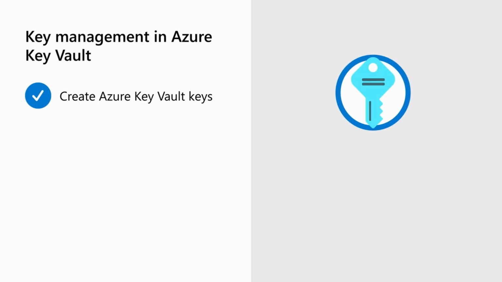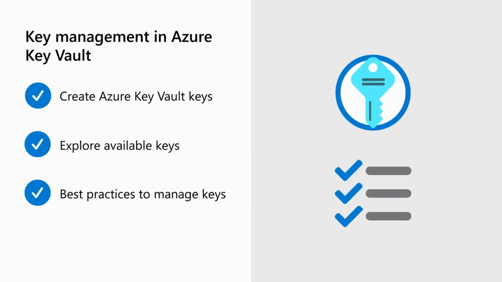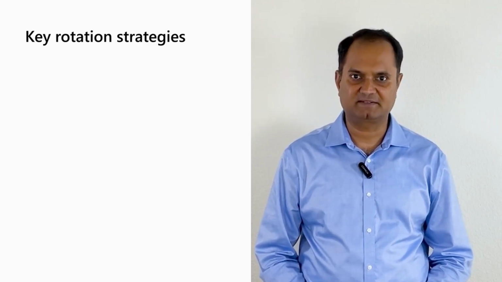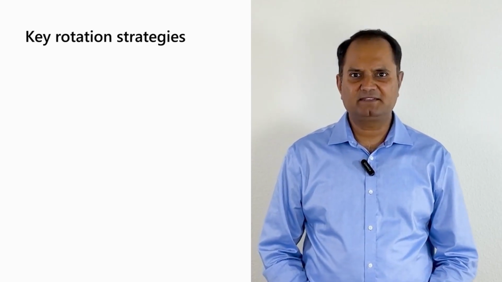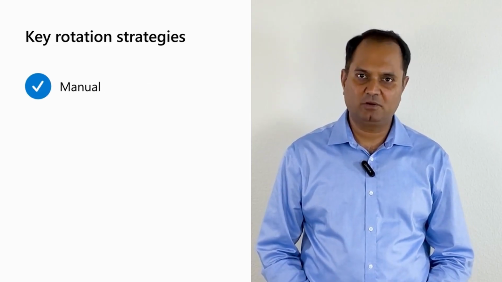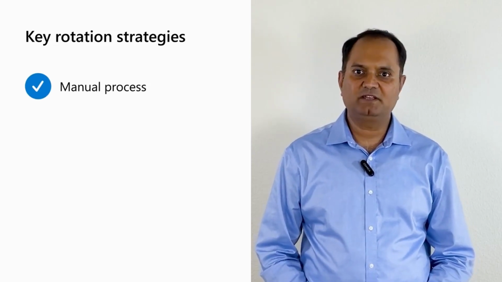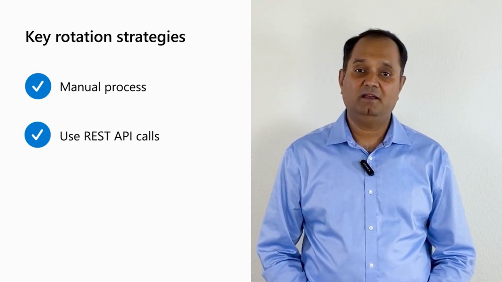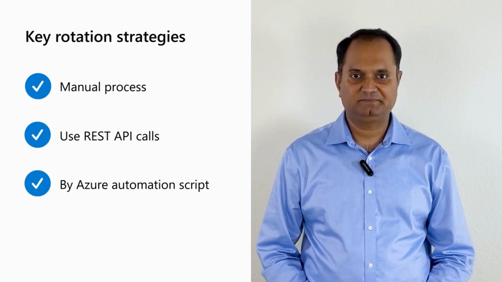What else for you in week 1? In key management in Azure Key Vault, you practiced creating Key Vault keys, exploring the various available key types, and the best practices for key management. Once you have created Azure Key Vault and populated it with keys and secrets, the next step is to set up a rotation strategy for the values you stored as Key Vault secrets. You can rotate secrets in several ways: as part of a manual process, programmatically by using representational state transfer API, also called REST API calls, and through an Azure automation script.